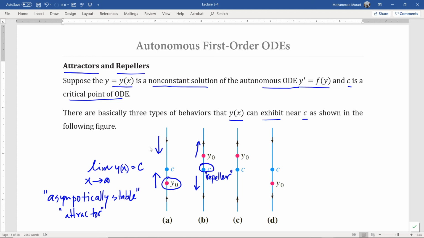The critical point C, illustrated in figures C and D, is neither an attractor nor a repeller. But since C exhibits characteristics of both an attractor and a repeller, from one side and from the other side, we say that this critical point C is semi-stable.